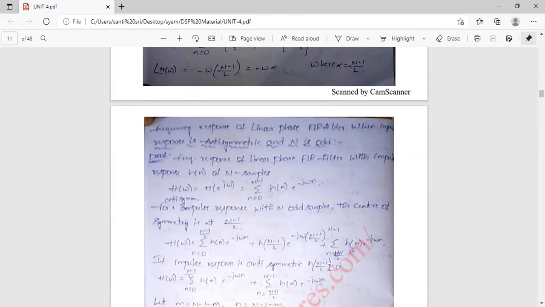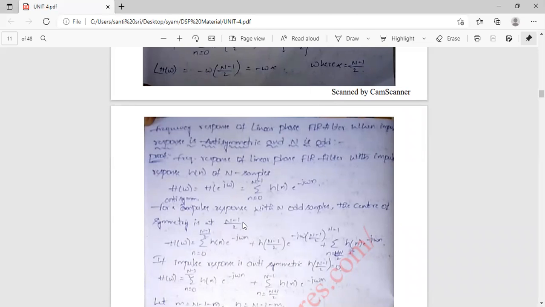Next case is the frequency response of a linear phase filter when the impulse response is anti-symmetric and N is odd. Okay, so the frequency response of a linear phase FIR filter with impulse response h(n) of N samples: H(omega) is equal to H(e power j omega), so that is sigma n equal to 0 to N minus 1 of h(n) into e power minus j omega n.